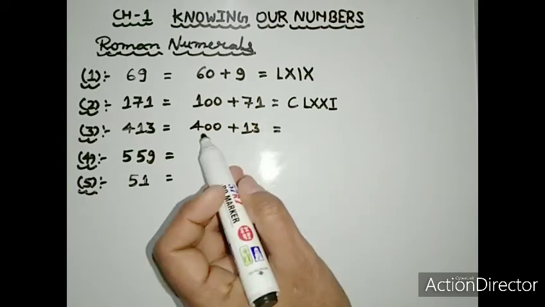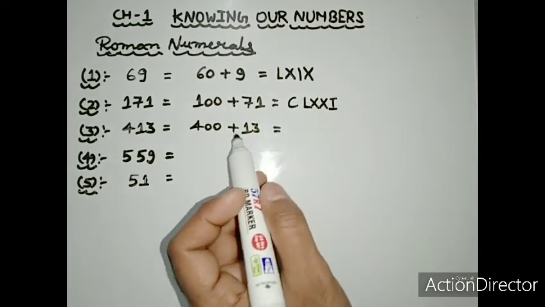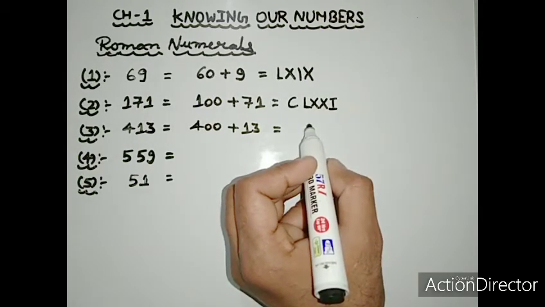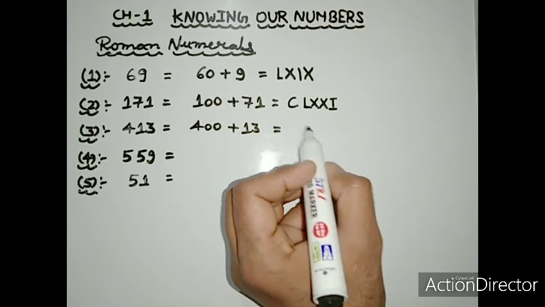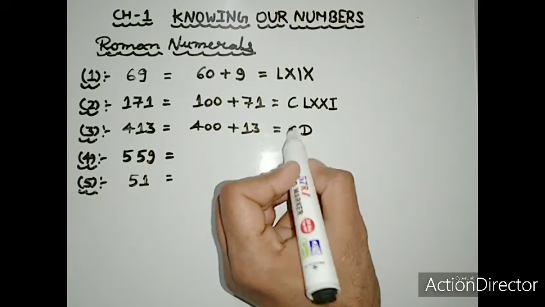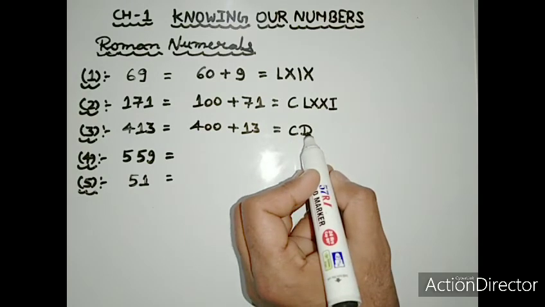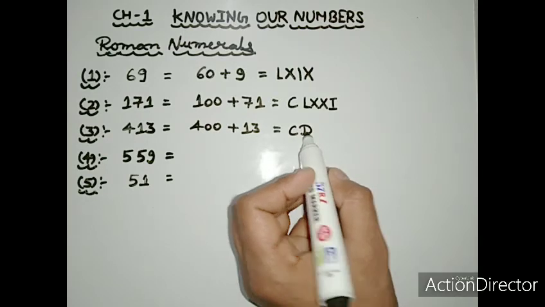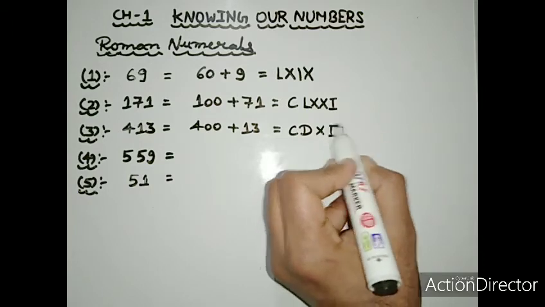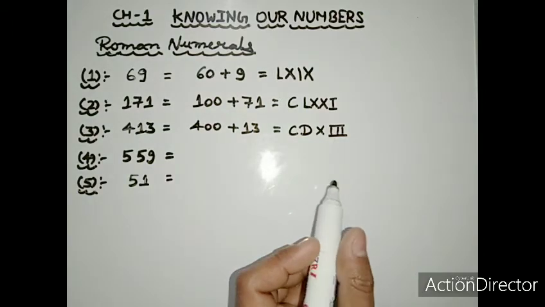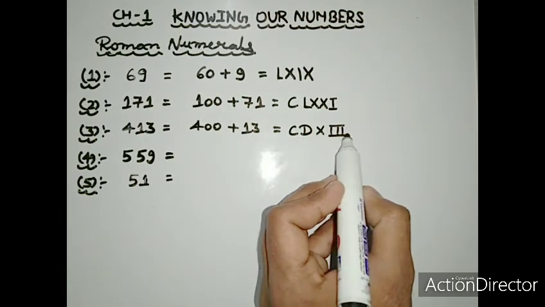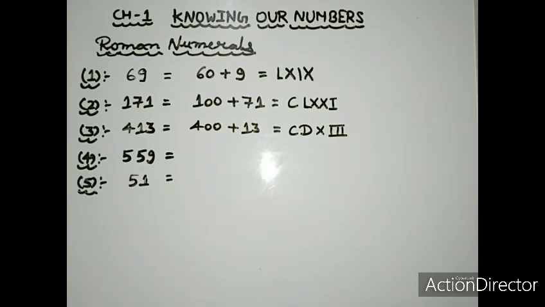Now 413. So here first we separate 413. Now 400 is represented by using D, which represents 500. Here we subtract 100 from 500, then we write C on the left hand side of the 500, meaning D. So here we write CD and 13. How do we represent 13 here? X and I 3 times. So here 413 is represented as the Roman numeral CDX and 3 times I.